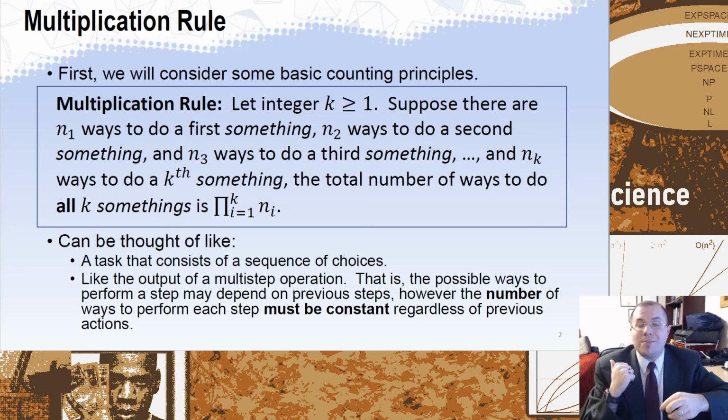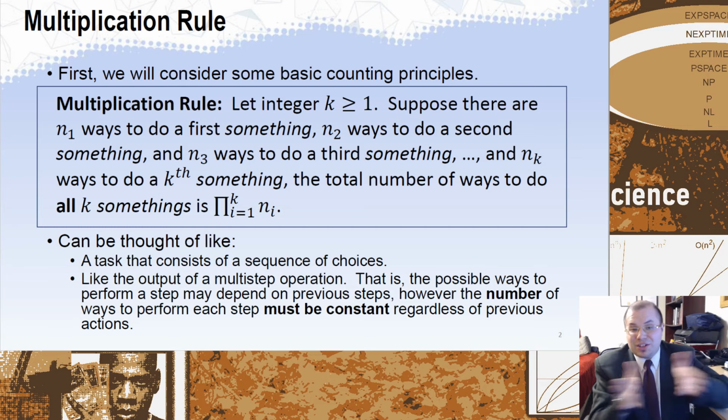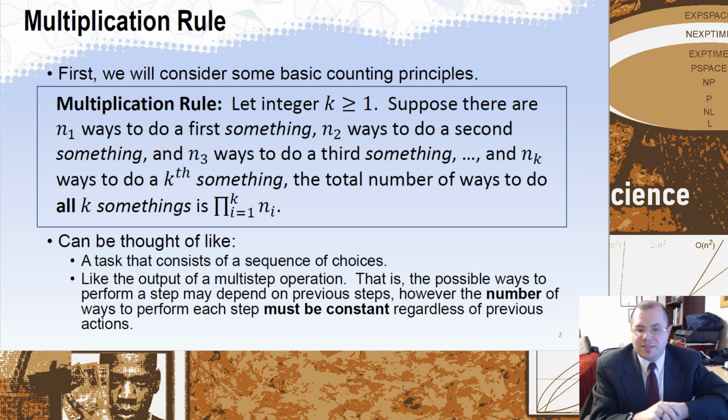I'm going to talk more about what I mean by this later, but I'm just going to reiterate what's literally on the slide here for you because I think that it's well put enough there. The possible ways to perform a step may depend on previous steps. So keep in mind, the steps could depend on other ones. However, the number of ways, that's the most important part, the number of ways to perform each step must be constant. This means it doesn't fluctuate. The number of ways it can be done is constant for that particular step, regardless of the previous actions.